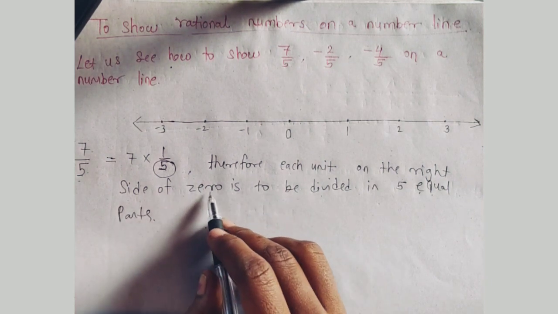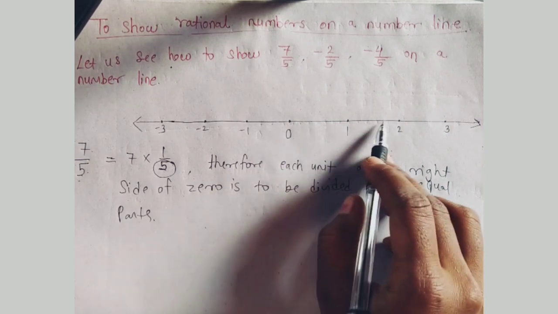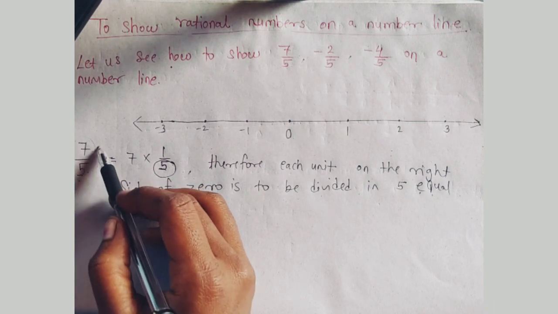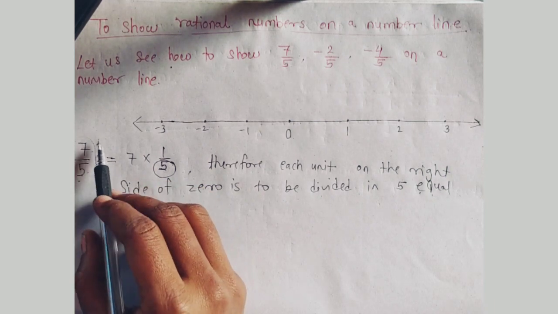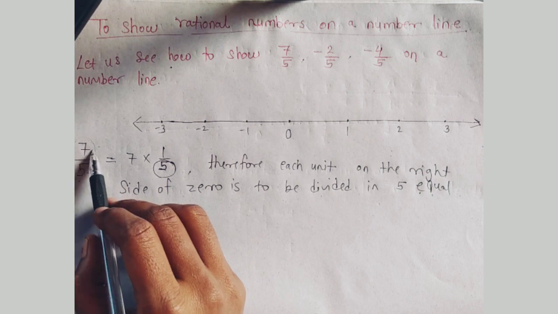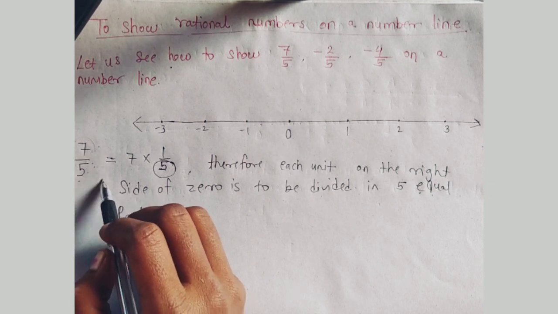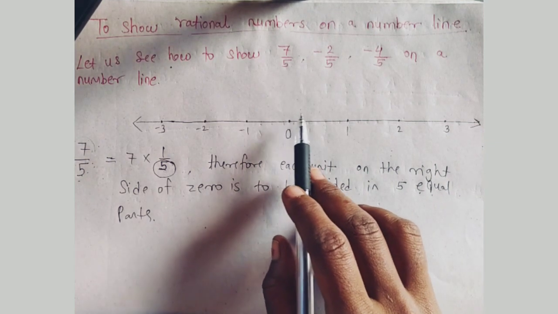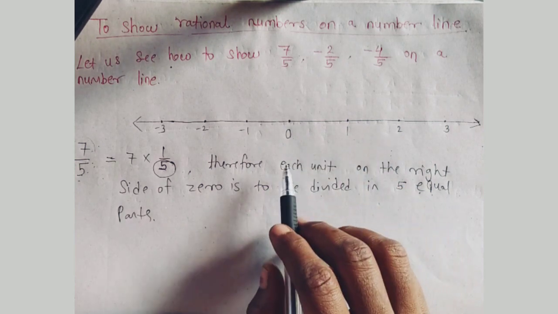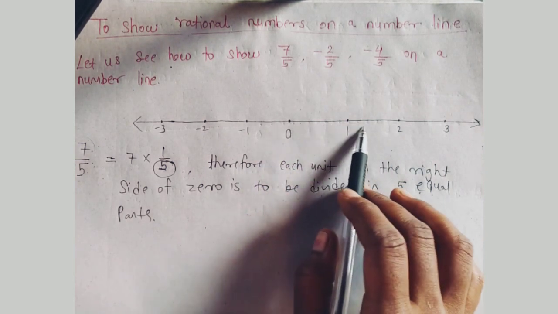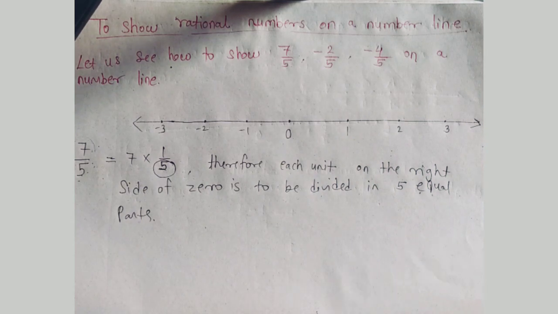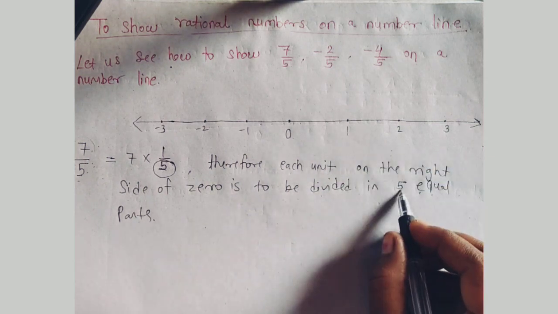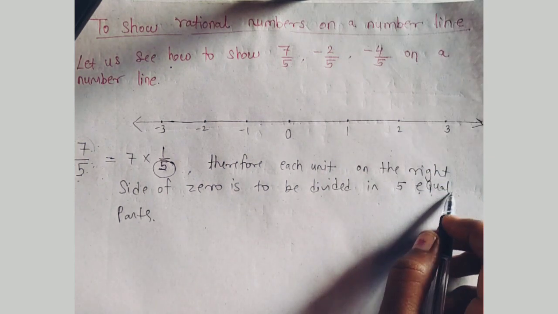And why the right side of 0? Why is the right side of 0 to be divided? Because 7 upon 5 is a positive rational number. That's why we are dividing the right side of 0. This is divided in 5 equal parts.